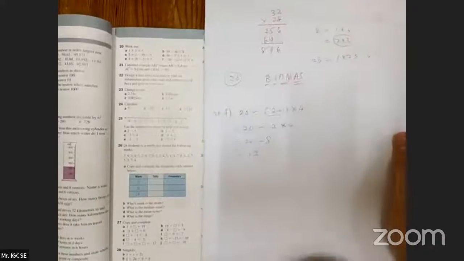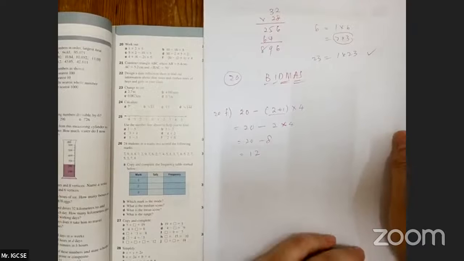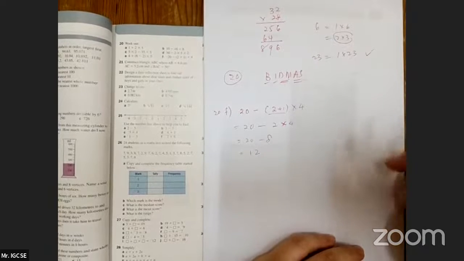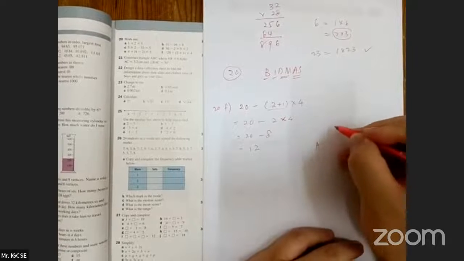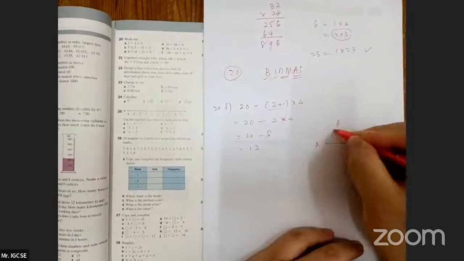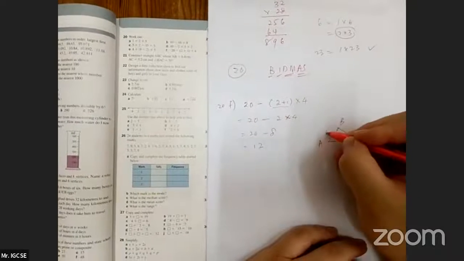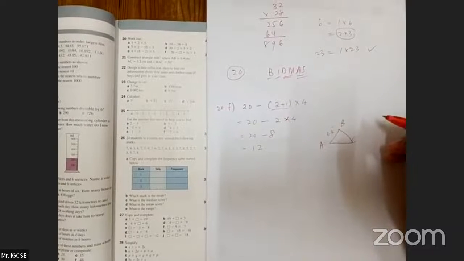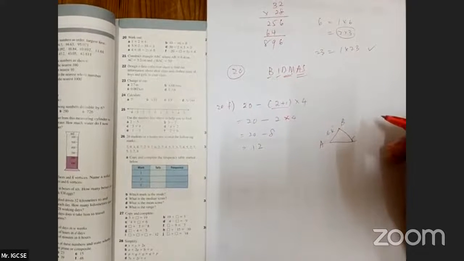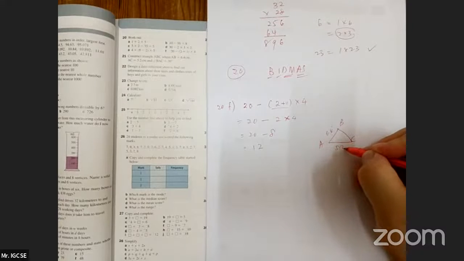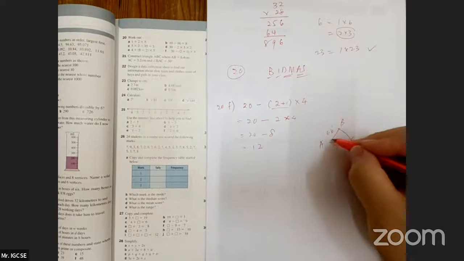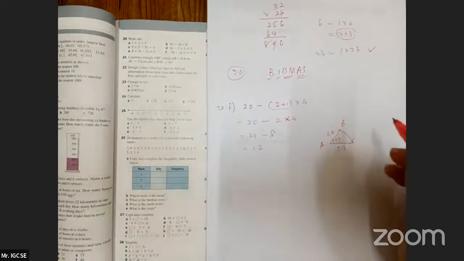And then we have question number 21, which you need to construct triangle ABC, which is AB 6.4, AC is 5.2, and then angle BAC is 50.